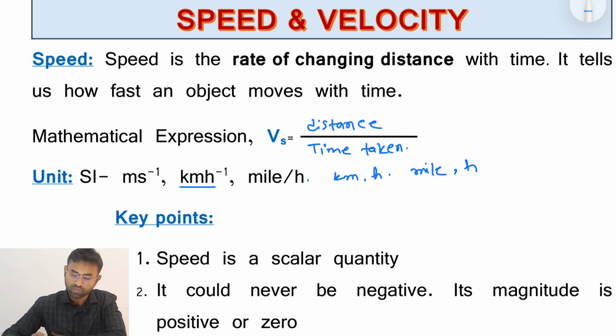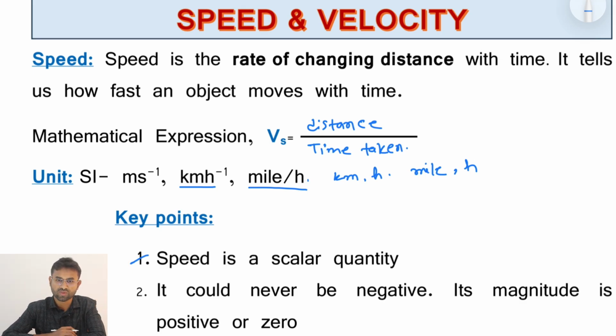The important key points you must keep in mind. One of them, speed is a scalar quantity. We know that speed depends on the changing rate of distance. As distance is a scalar quantity, so speed will be a scalar quantity. Again, distance could never be negative. That's why speed also could never be negative. It has magnitude that is only positive or 0.